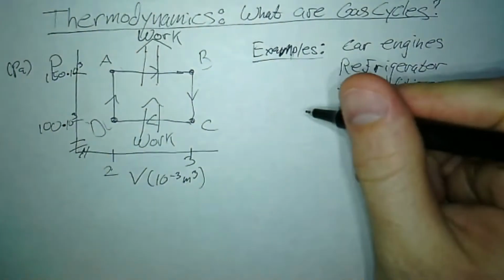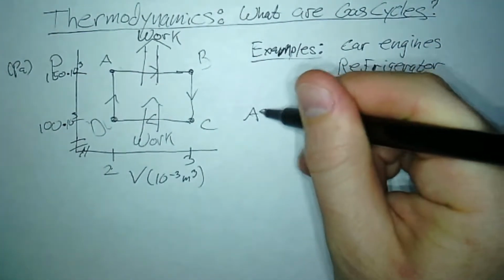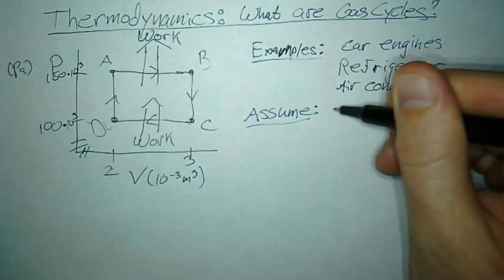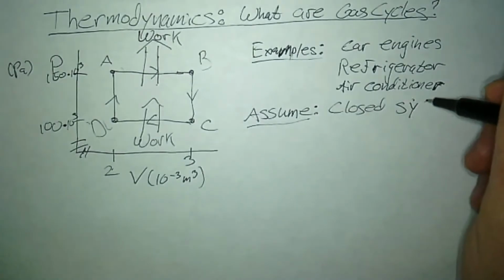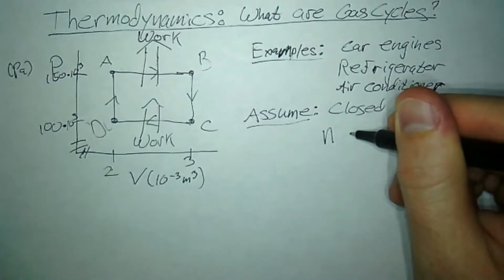And so to find the temperature, we have to assume that there is no gas entering or leaving. So we're going to assume a closed system. And that means that n, the number of moles, is constant.